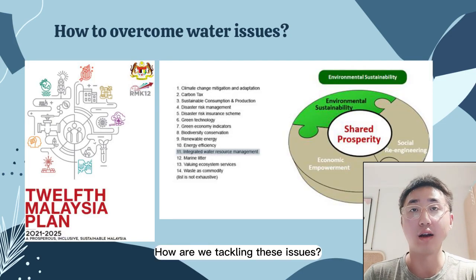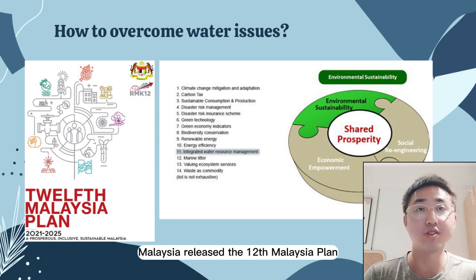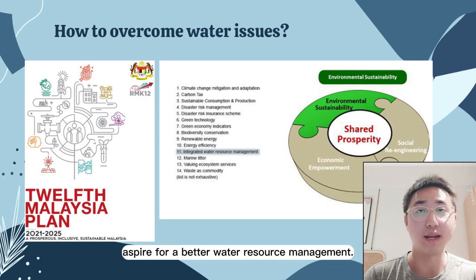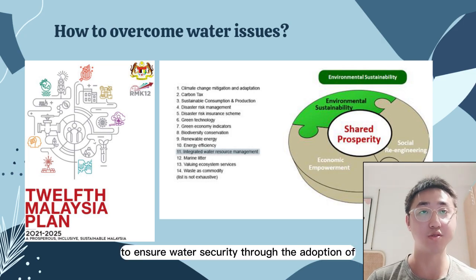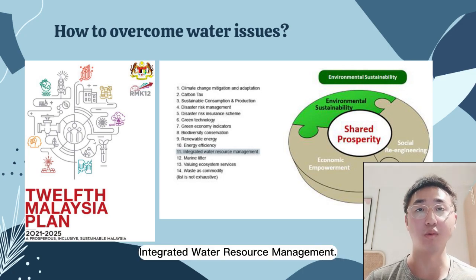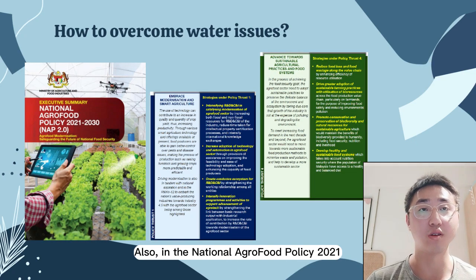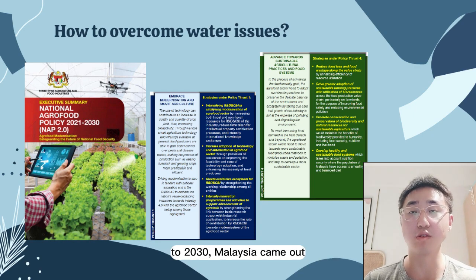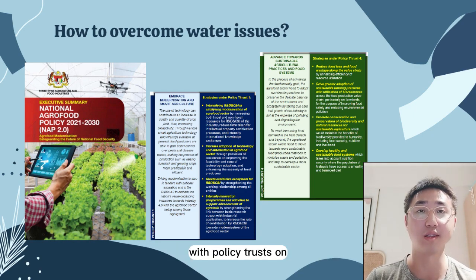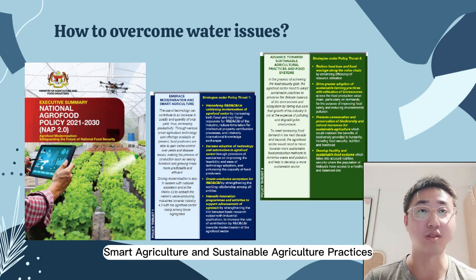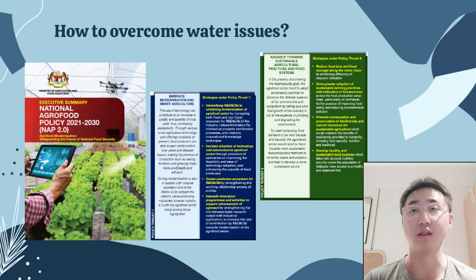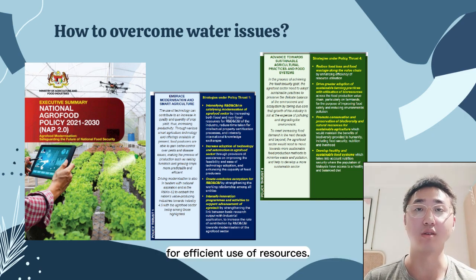How about Malaysia? How is Malaysia treating the issues? Malaysia released the 12th Malaysia Plan, which has three aspects of better water resource management to ensure water security through the potential of integrated water resource management. Also, in the National Agri-Food Policy 2021 to 2030, Malaysia came out with a policy thrust on smart agriculture and sustainable agriculture plans of efforts using the resources.